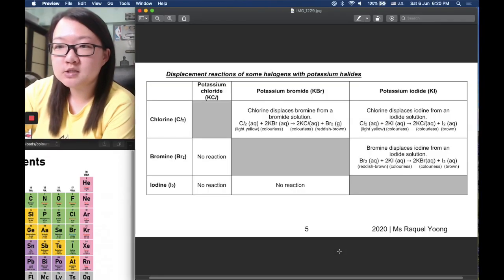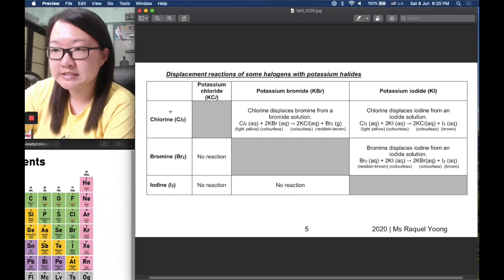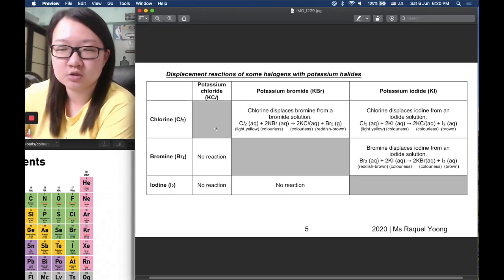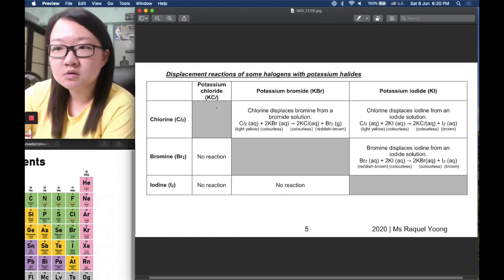Okay, so to wrap things up, we have this table over here showing you the displacement reactions of some halogens with potassium halides. If we look at the example that we saw in the video of the experiment, we had chlorine added into a chloride solution, a bromide solution, and an iodide solution. If you add chlorine into a chloride solution, nothing is going to happen. There's no displacement, right? You can't displace yourself out of a halide solution of yourself. So in this case it is blacked out.